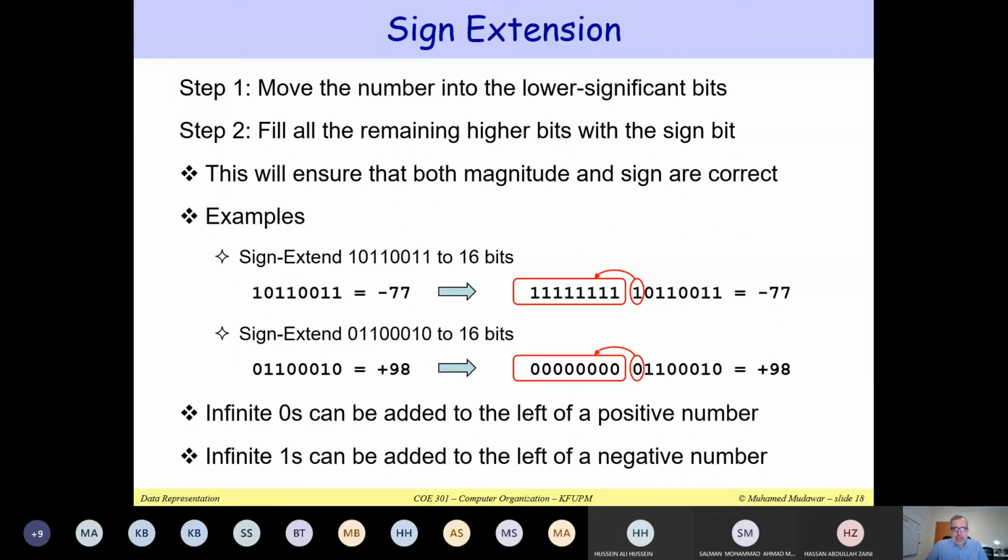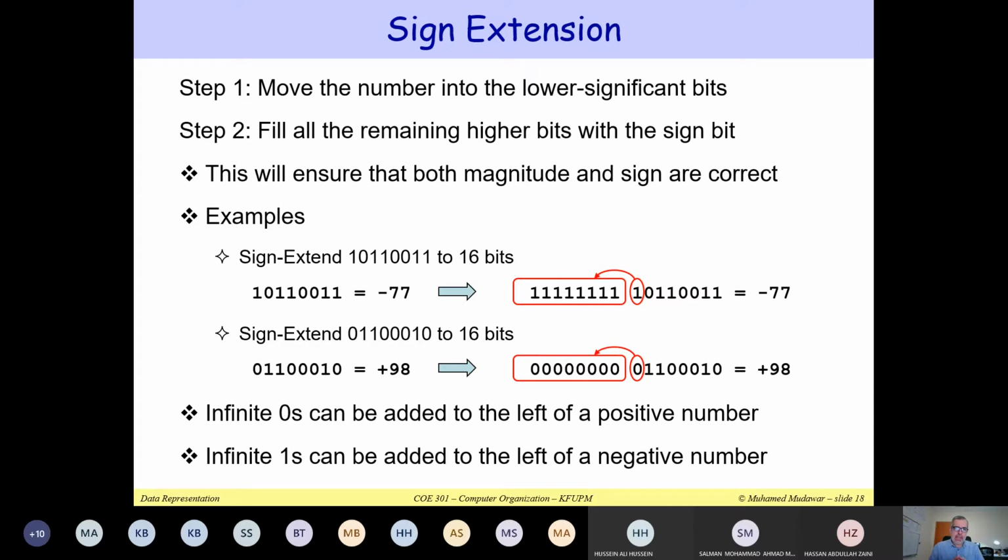Now you can imagine that there is an infinite number of zeros appearing to the left of a positive number. And you can imagine that you have an infinite number of ones appearing to the left of a negative integer. So this is the meaning of sign extension. You can extend it to 16 bits, to 32 bits, or to 64 bits. It does not really matter how many bits you would like to use to represent your integer. So this is a very important concept, which is called sign extension.